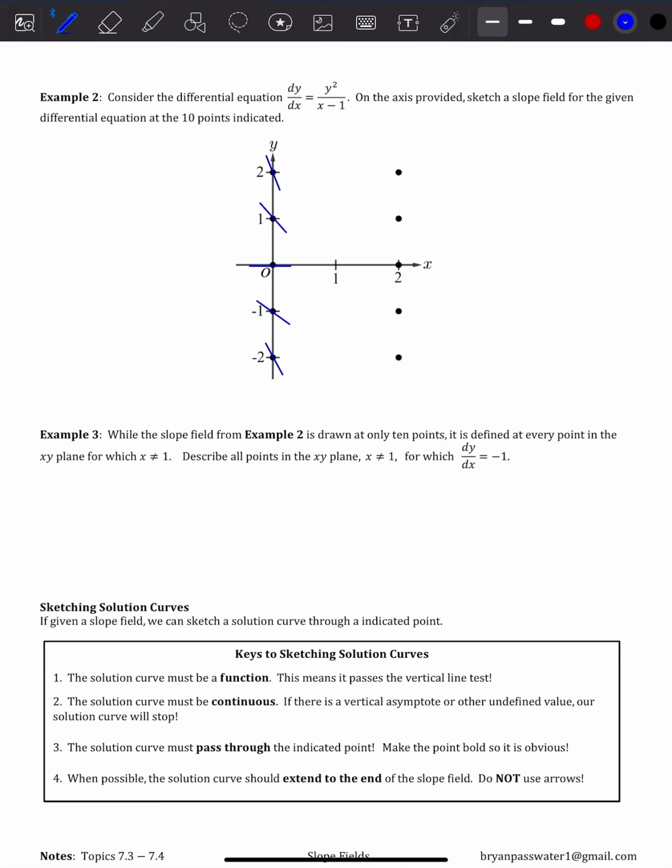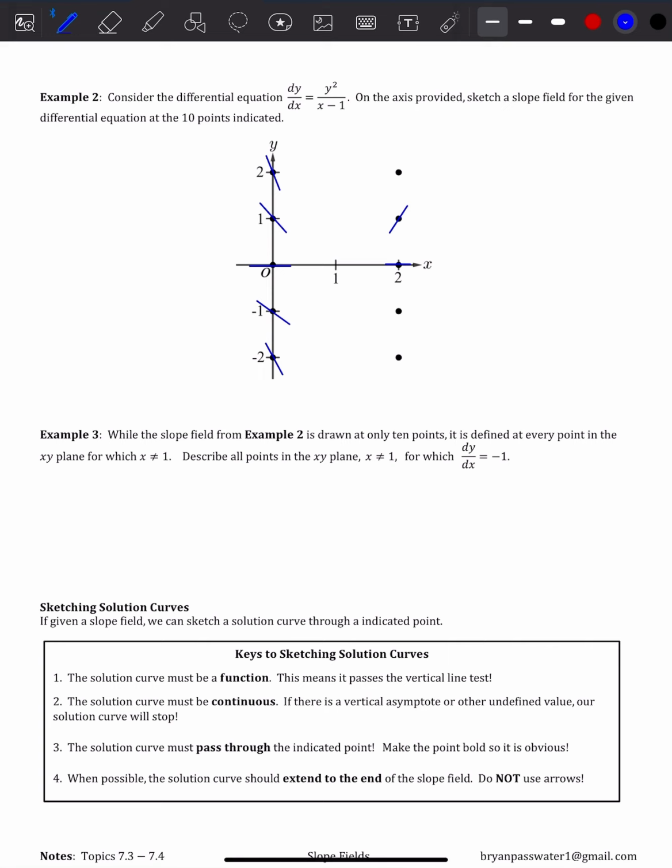So when x is 2 and y is 0, 0 squared is 0, 2 minus 1 is positive 1, but it's still 0. So we have a slope of 0. If I go up 1, so x is 2, y is 1. 2 minus 1 is always going to give us 1, so the denominator is always going to be 1. 1 squared divided by 1 is positive 1. So something like this is going to be our problem.